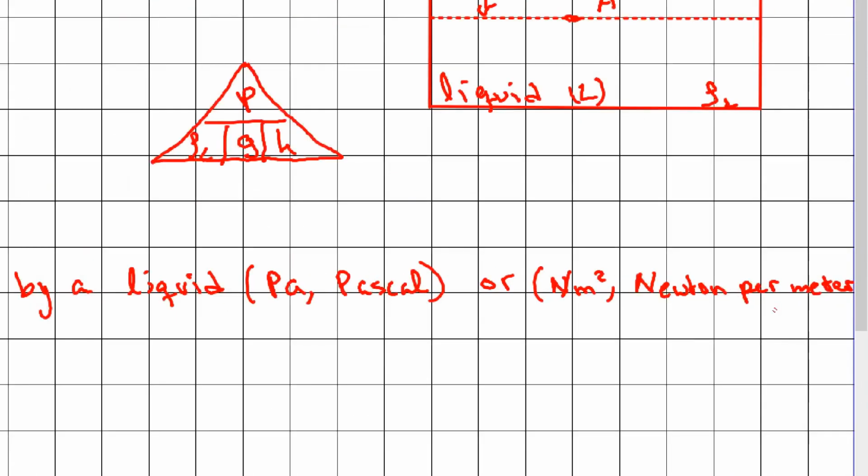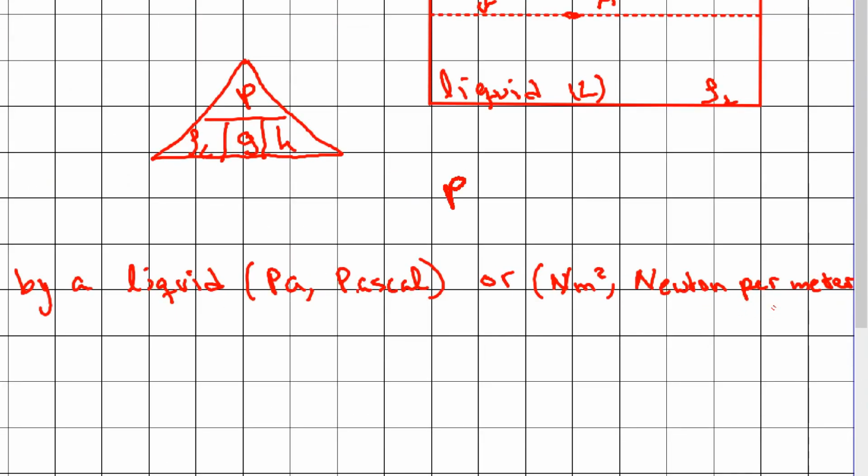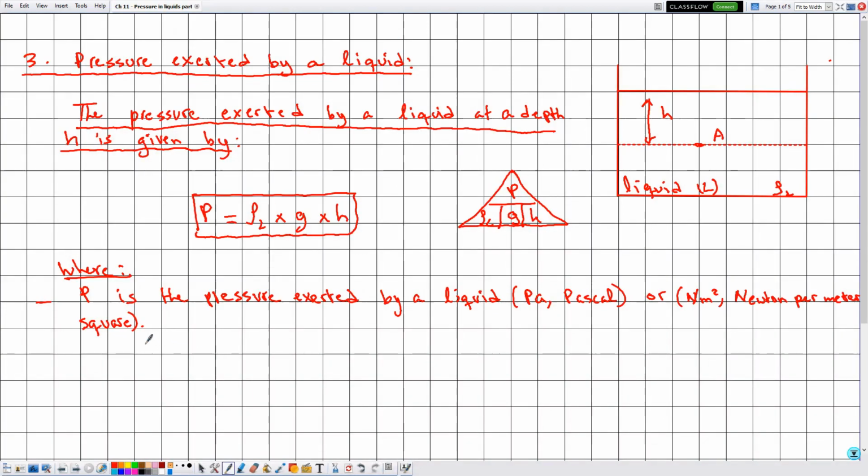As we can see, the pressure has two SI units. The main SI unit is Newton per meter square, but we denote this unit to be Pascal. The unit of pressure depends on Newton, and the Newton is the unit of the force. Later on we will see the relation between the pressure and the force. Now rho L is the density of the liquid, and its SI unit is kilogram per meter cube.